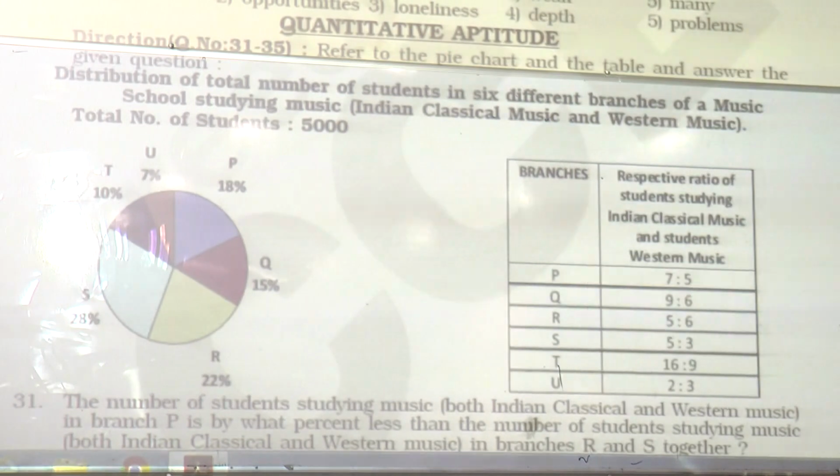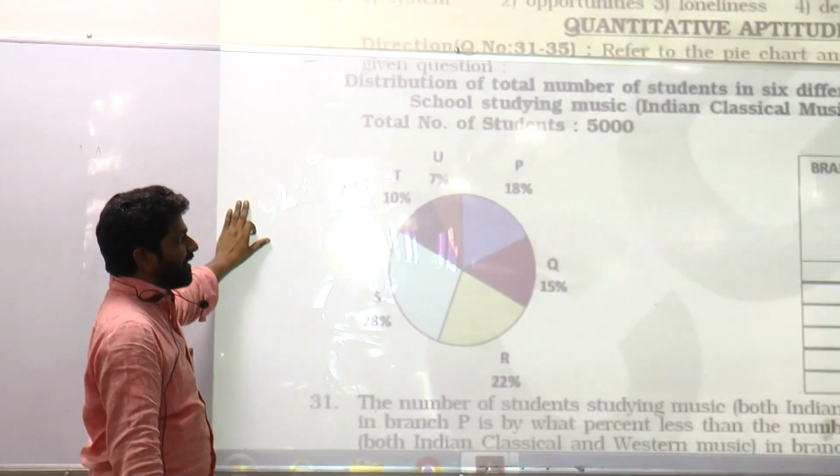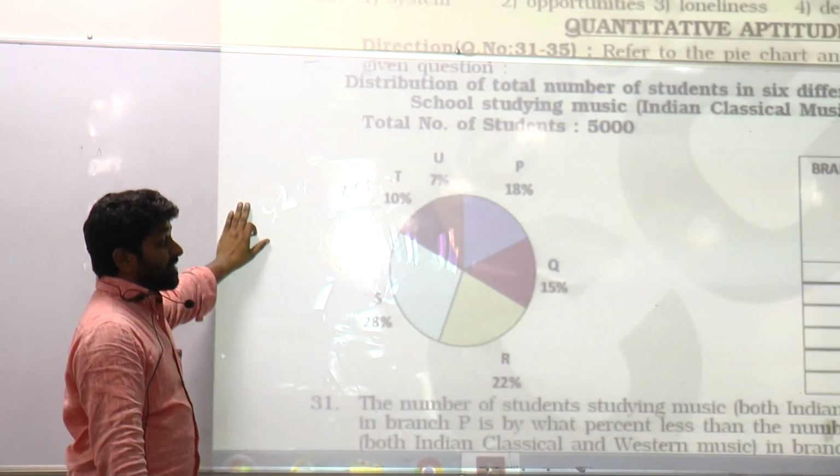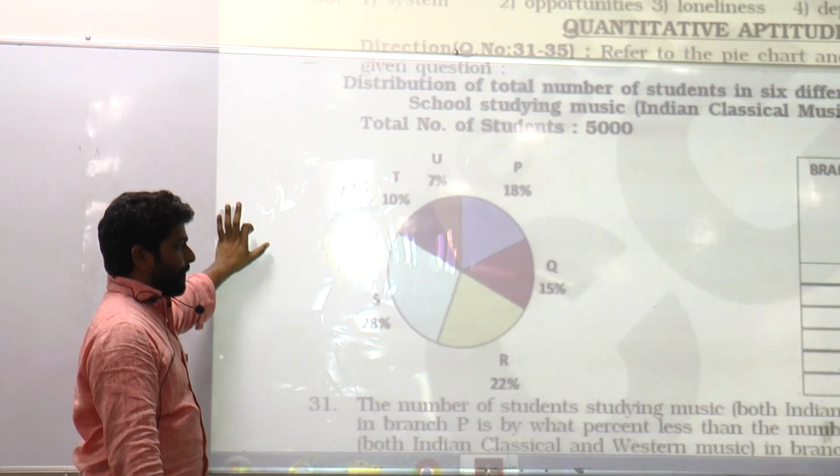And we have 6 branches, P, Q, R, S, T, U. Okay, and these are branches and the ratio between students studying classical music and then Western music. Fine.